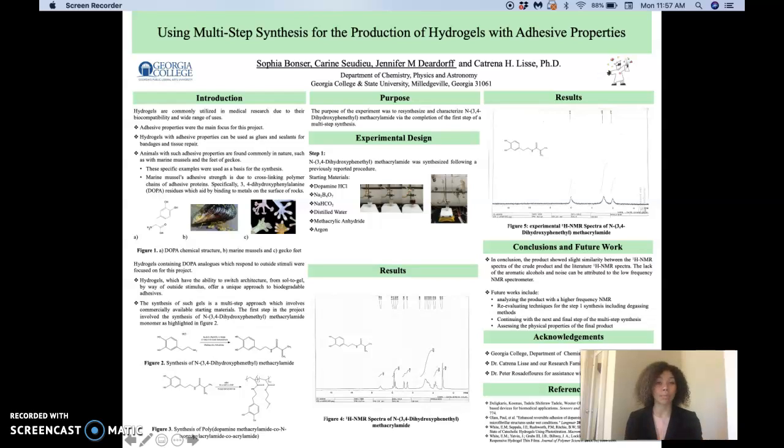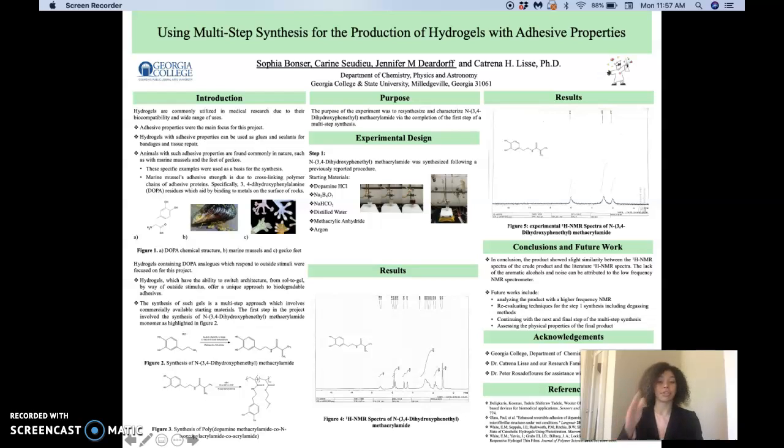This is the monomer of the hydrogel, and this monomer is then used in step 2 to synthesize polydopamine methacrylamide and isopropyl coacrylamide. This is the polymer that we are going to polymerize, so it's the backbone chain. The third step is the actual polymerization of the hydrogel and then the characterization of it. My research is over step 1 and my attempts for step 1.